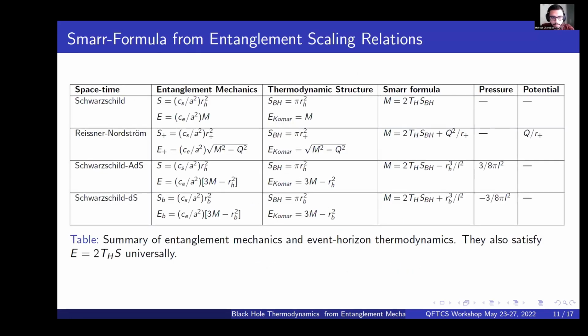So this is a summary of the results that we have obtained for all these spacetimes. We obtained an entanglement mechanics structure as follows, and then from there we were able to obtain a thermodynamic structure, which could just be rearranged to obtain a Smarr formula corresponding to that spacetime. So if you're looking at a spacetime for which you don't know any of these properties thermodynamically, you can still use these simulations to figure out what the Smarr formula would look like in those cases.